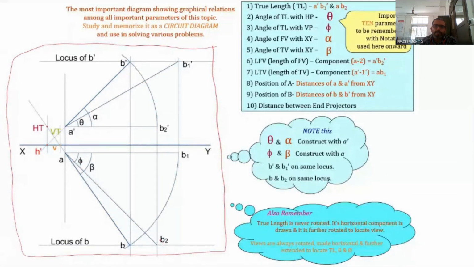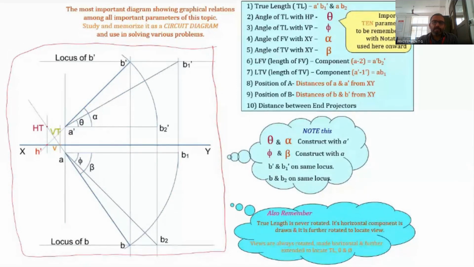Then the angle of the true length with the HP. That is the true inclination with the HP, theta. True inclination with the VP is phi, the actual inclination. Then the angle in the front view is alpha. The angle in the top view is beta.